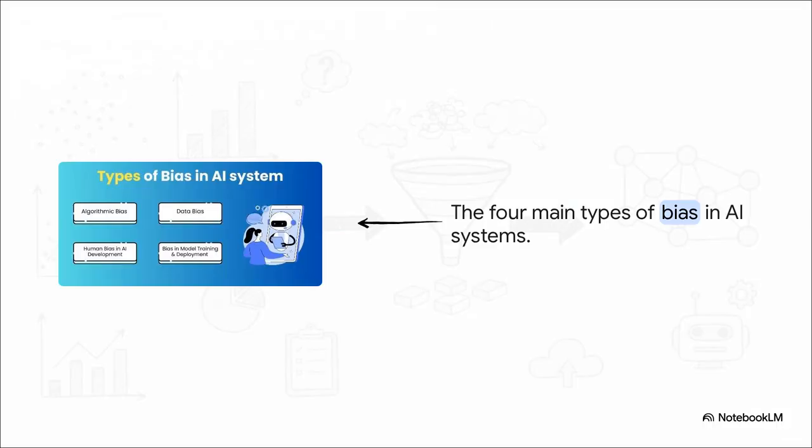And bias isn't just one single thing. It sneaks in everywhere. It can come through the raw data itself, through flaws in how the algorithm is designed, through human biases during development, or even later during deployment. If we aren't actively hunting for it during our exploratory data analysis, we are going to end up amplifying it.